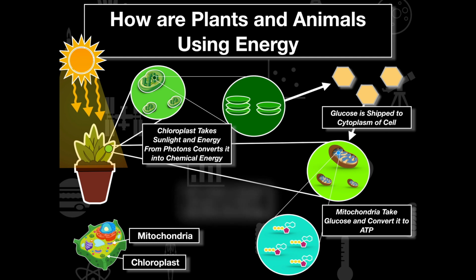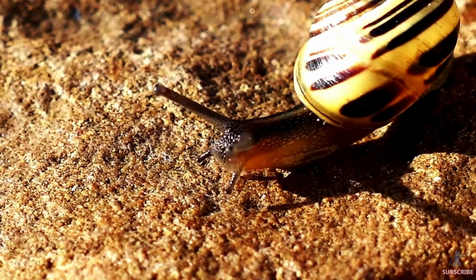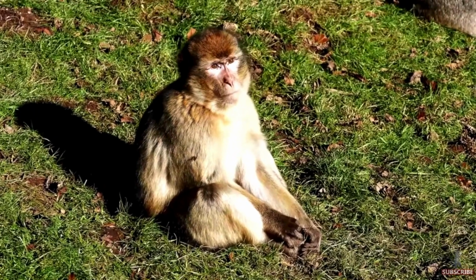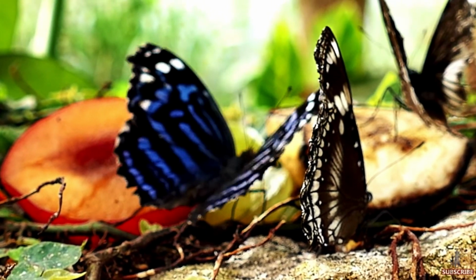Now, the reason that we don't use glucose as the main source of energy is because ATP is used for very, very short-term energy. It can be regulated and it degrades quickly. So the best way for us to store energy, kind of in that happy medium, that Goldilocks zone, is via glucose or these carbohydrates. But plant cells and animal cells are taking the sunlight, converting it to glucose, and then shipping it to the mitochondria to be converted to ATP. Now, if you are a heterotroph, well, you are consuming all of those other organisms, either plants or animals, to get your glucose.